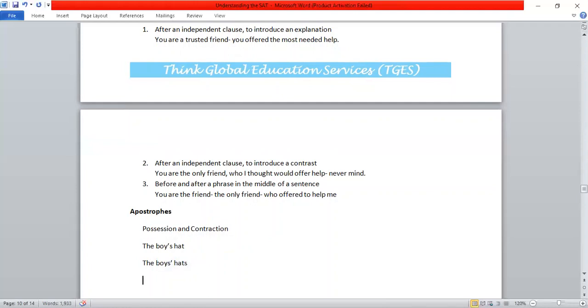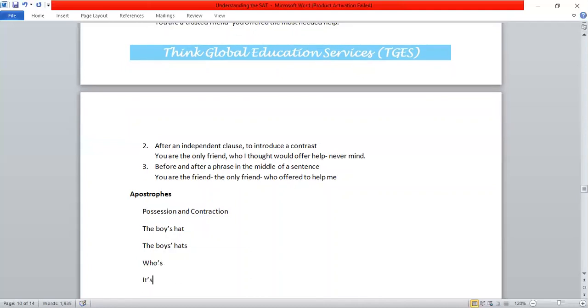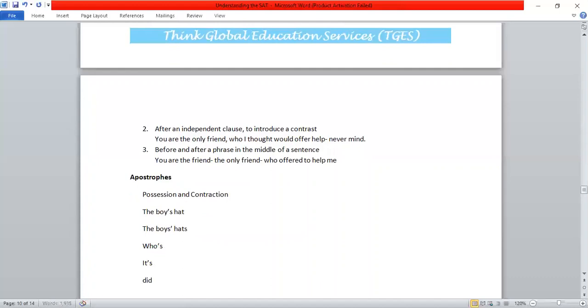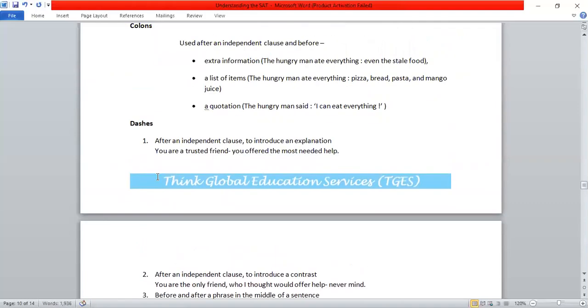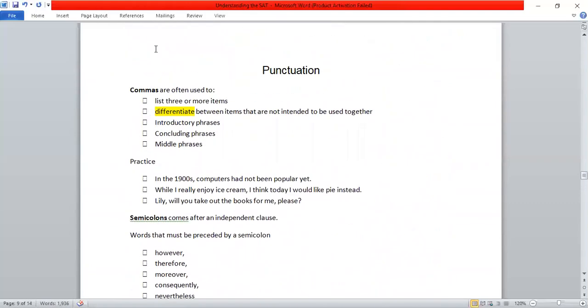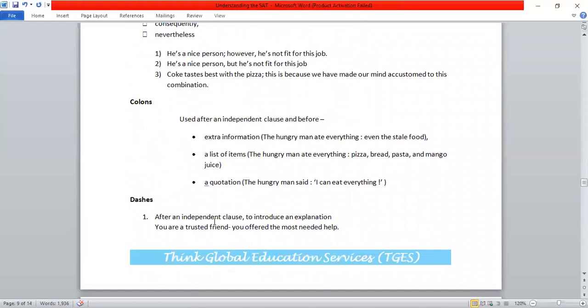The other way, which we do almost in everyday life, is something like when I say whose, or when I say its, or when I say didn't. So that's contraction, when you combine two words and make it one. Its is it is, whose is who is, didn't is did not. So when I contract, I use an apostrophe. All of these rules can be tested in your SAT.